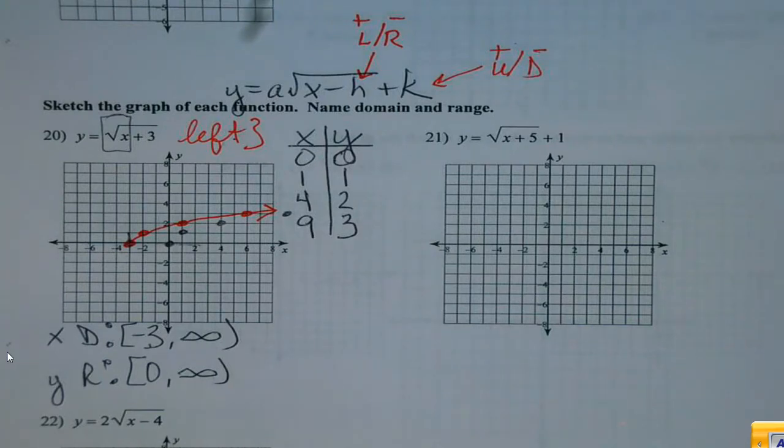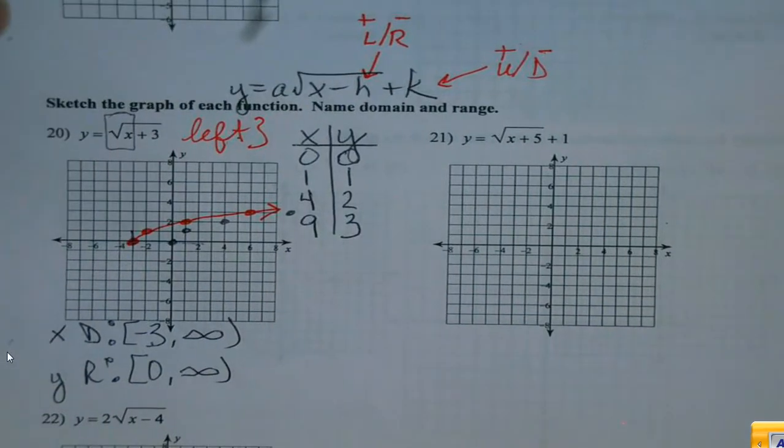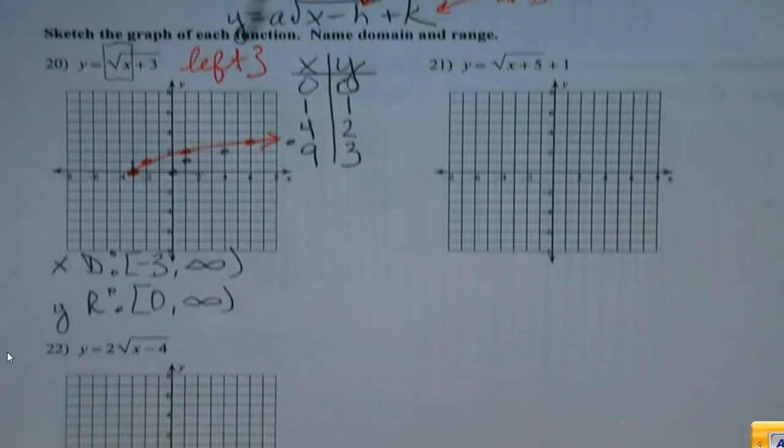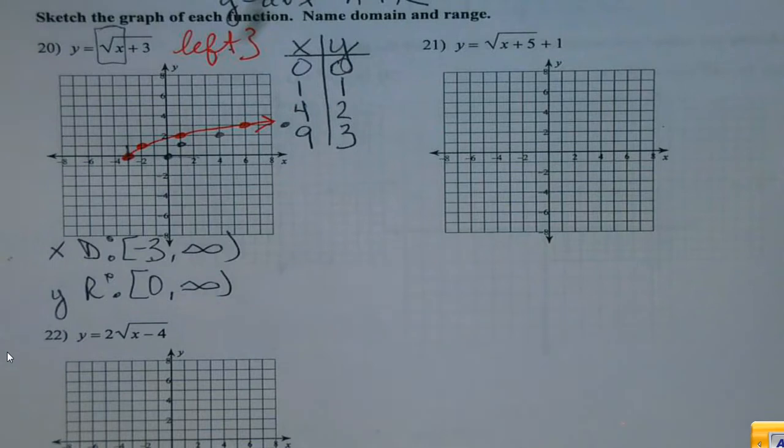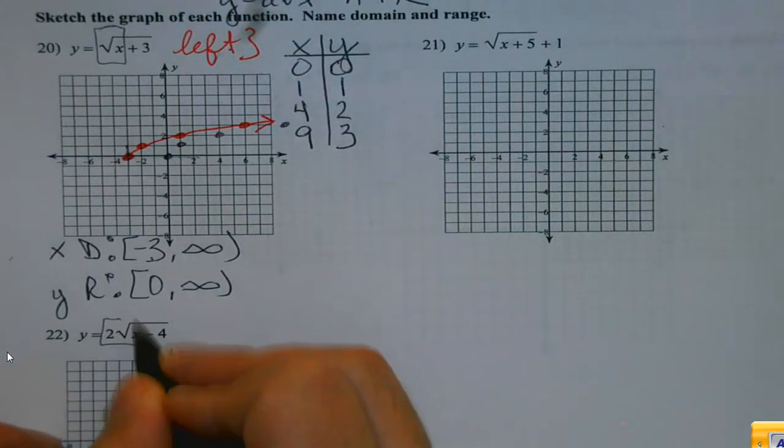So there's a lot of things to connect, but again, the only way you make those connections is by practicing so it becomes routine to you. Because really the only thing that's going to be different when I get to 22 here in a moment is going to be now that I've got a value out in front.